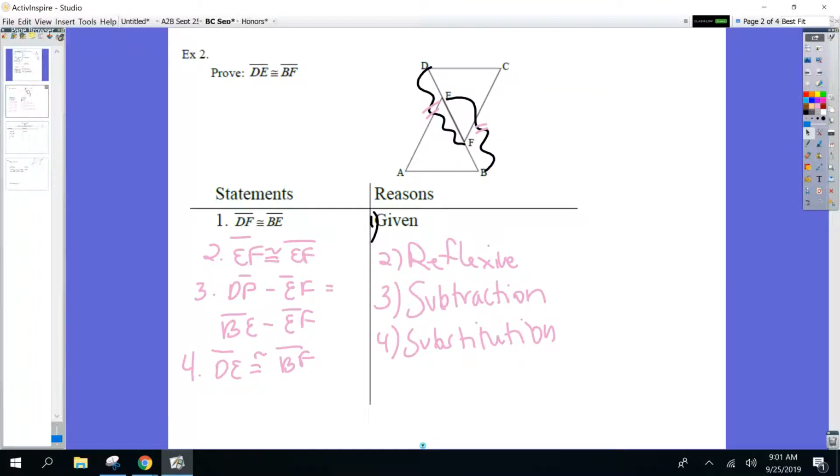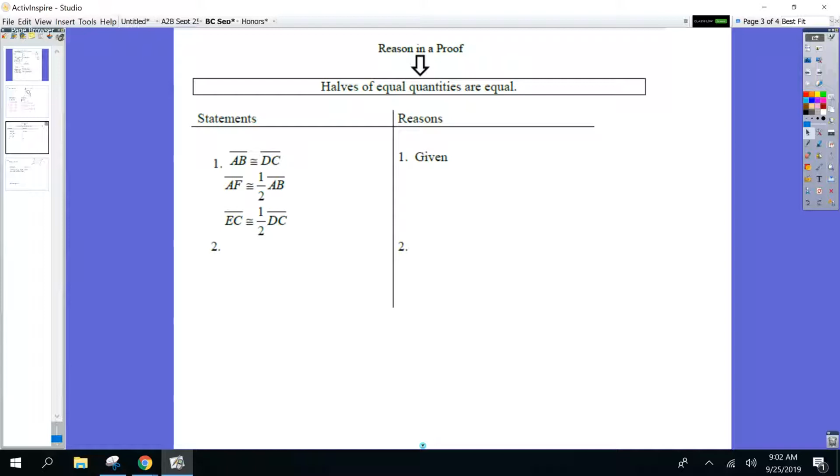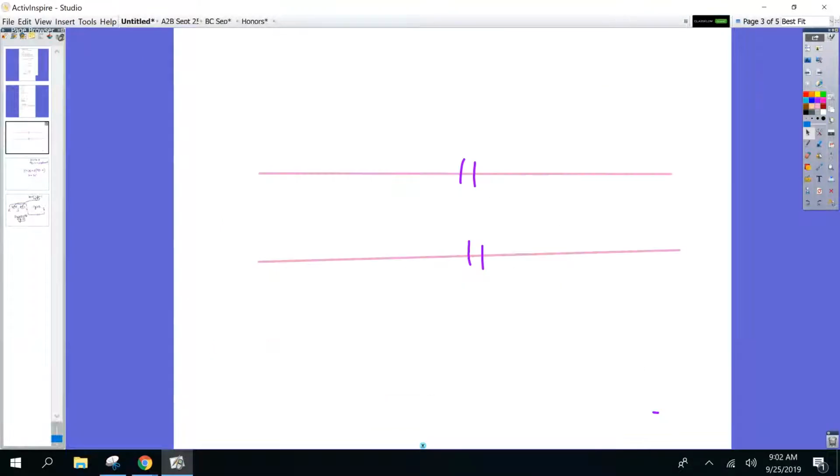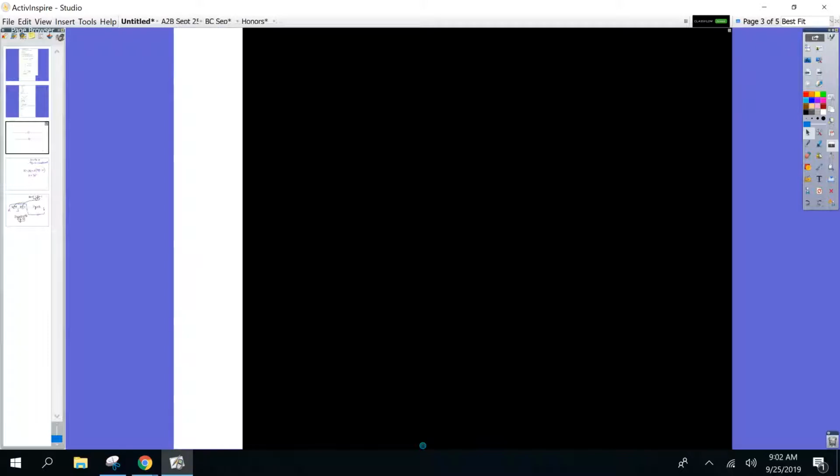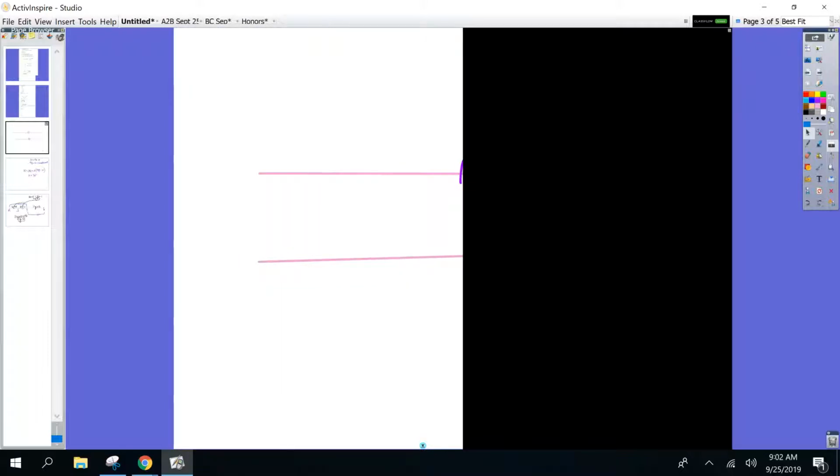And the final one for today, and this gives students the most fits, which says halves of equal quantities are equal. It's a mouthful, isn't it? Quick diagram to show you what's going on here. I have 2 line segments. They're what? Congruent. All right. I got 2 line segments that are congruent. I'm going to cut them in half.